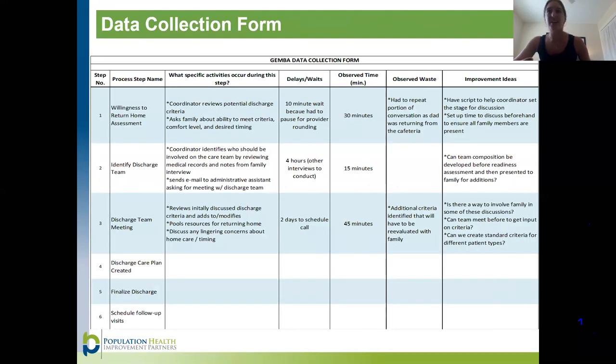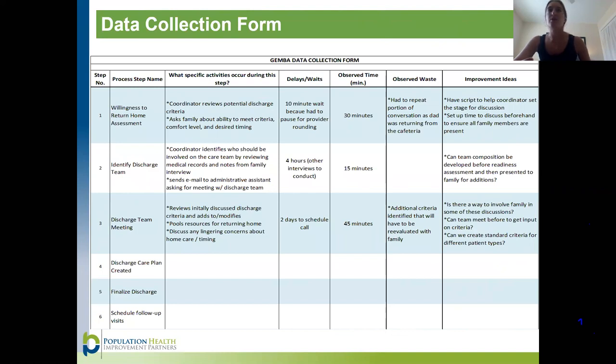So here is the data collection form that I mentioned. Meg very graciously uploaded this to the very top of the chat box. If you want to go ahead and download it, we'll also be sending it out to you as a part of the follow-up to this webinar. So you will have a copy of this. It is electronic, but you can print it as well if that's easier.